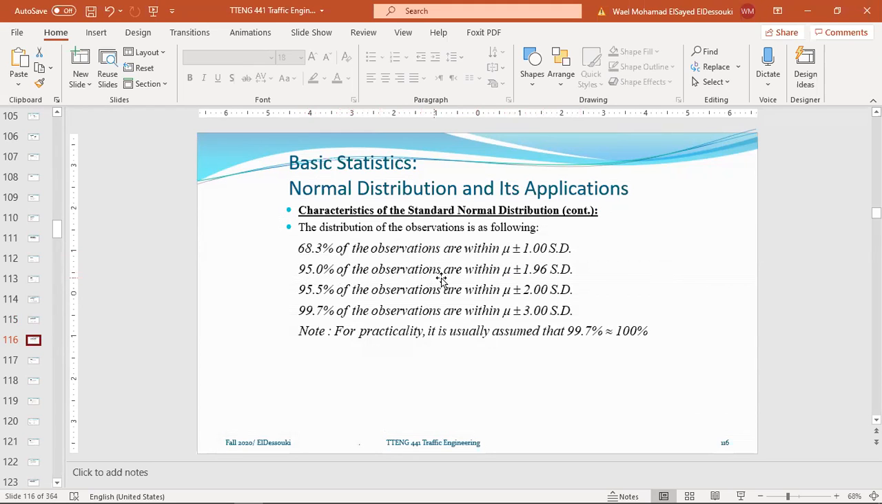95% of observations are within plus or minus 1.96 standard deviations. We'll use this. And 99.7%, that's practically 100%, is basically the mean of the sample plus or minus 3 standard deviations, or 3 sigmas.